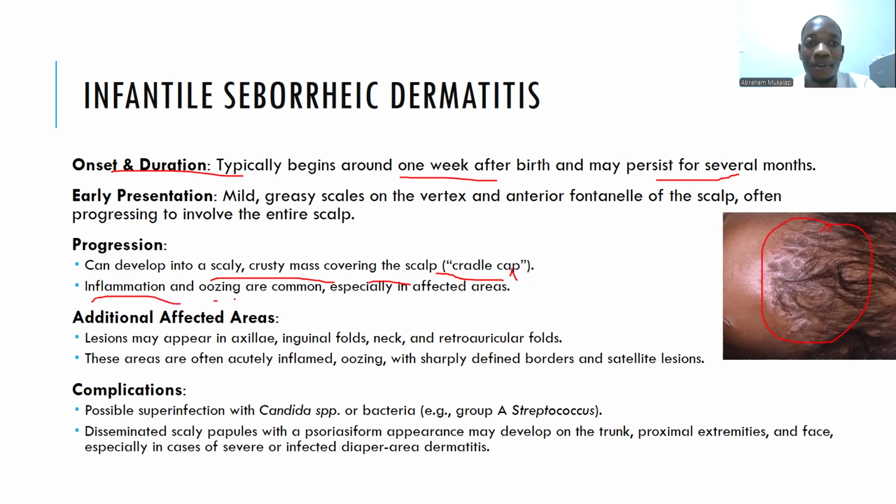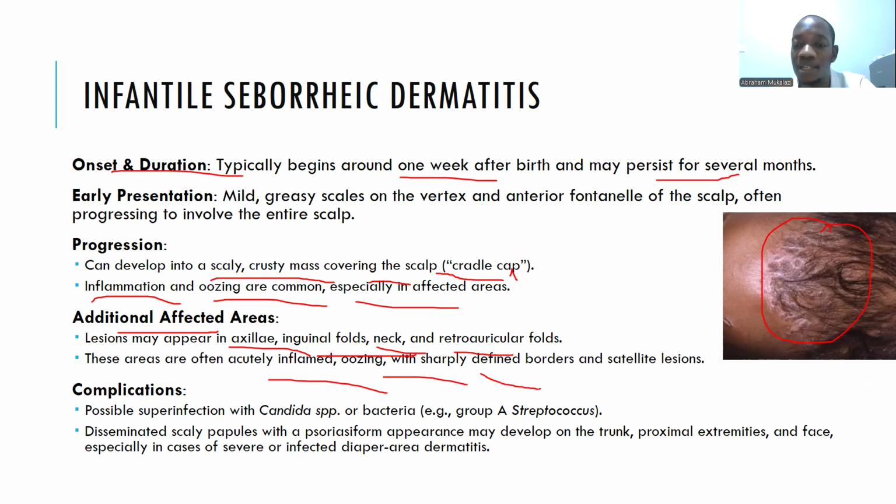This one we usually call the cradle cap, as you can see in this picture. Then additionally, you can have inflammation and oozing, especially in the affected areas. Additional areas that can be affected include the axilla, the inguinal areas, the neck folds, and the retroauricular areas. Oftentimes they can have inflammation and oozing, but they will have sharply demarcated plaques with some lesions which can show serous exudation. As complications, you can have candida or even bacterial infections complicating the entire area. In some cases, you can have a psoriasiform appearance, especially on the trunk. And then you can also end up with hyperpigmentation, which can occur in other areas of the body.